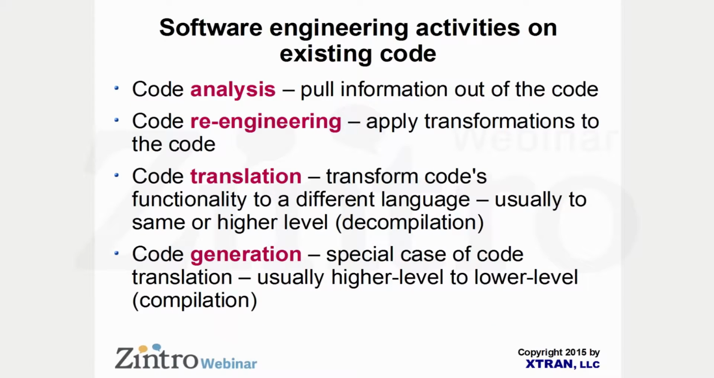We like to break down software engineering activities that involve existing code into several broad categories. The first is code analysis, in which we pull information out of the code, but we don't change the code. The second is what we call code reengineering. That means that we apply transformations to the code. We don't change its language, but we change its quality or what it does. The third broad category is translation. This means transforming the functionality of the code to a different language, usually to the same or a higher level, and I'll talk about that a little bit more. And then the special case of translation is code generation, where we're going from higher level to lower level, sometimes referred to as compilation.